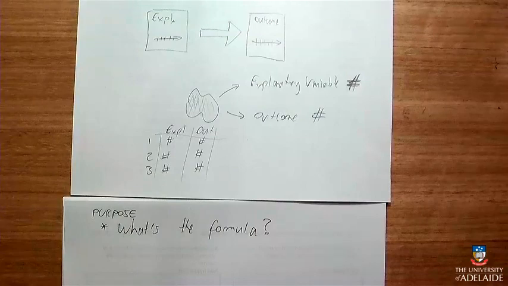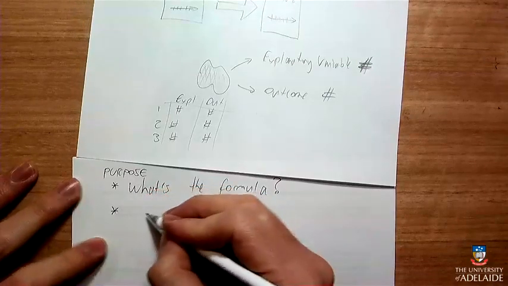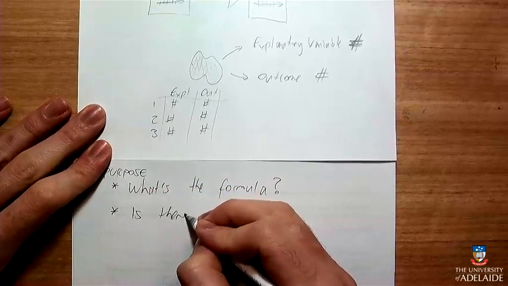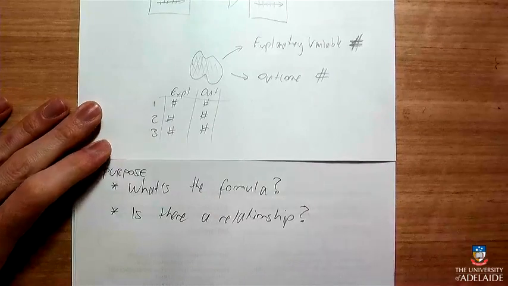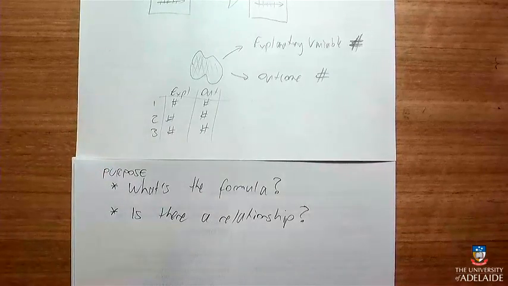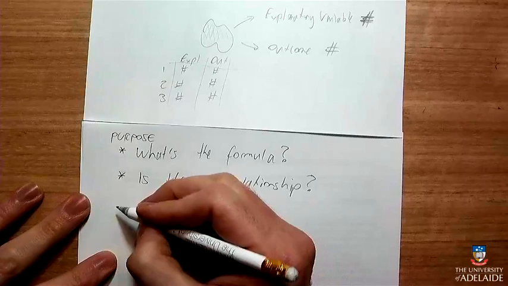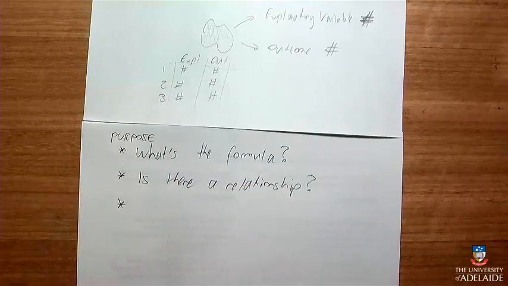But you may also have a separate question, which is, is there a relationship? Which is a bit more of a basic question, and regression can help you answer that too. And you may have a third question: instead of needing to know the formula for all possible explanatory variables, you may want to know, given a specific value of the explanatory variable, what happens to the outcome there.